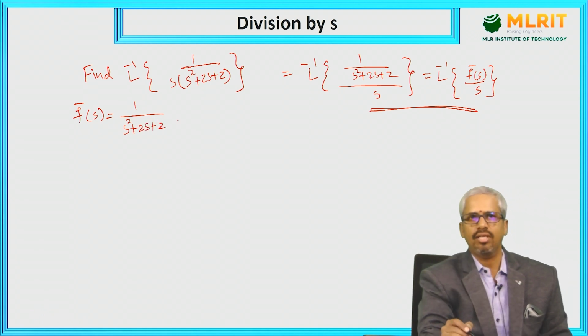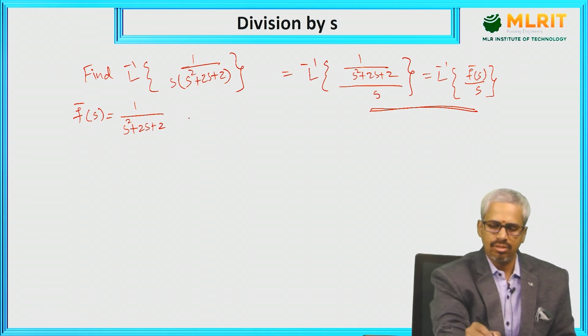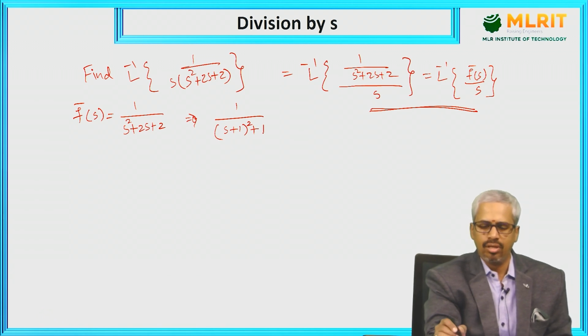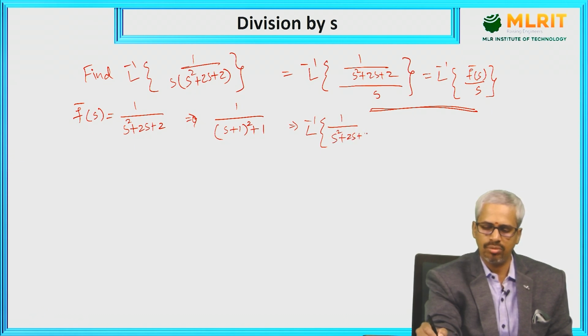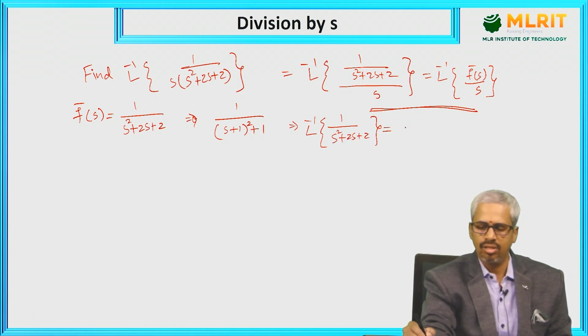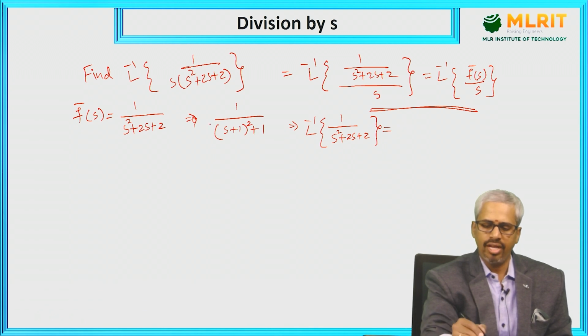This function can be written as 1 upon s plus 1 whole square plus 1, isn't it? Now we find inverse Laplace of f bar of s. L inverse of 1 by s square plus 2s plus 2 can be written as, how to find L inverse of this?